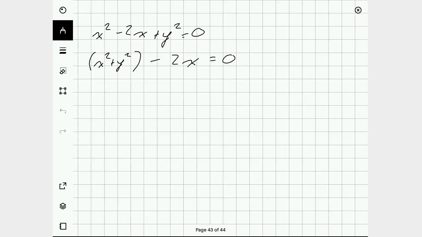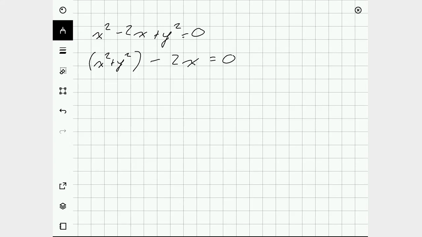All right, I can deal with an extra 2x if I don't accidentally flip the page. Sorry about that. All right, I can deal with an extra 2x hanging out here because I also have the formula that x is equal to r times the cosine of theta. So those are the two substitutions I'll use.